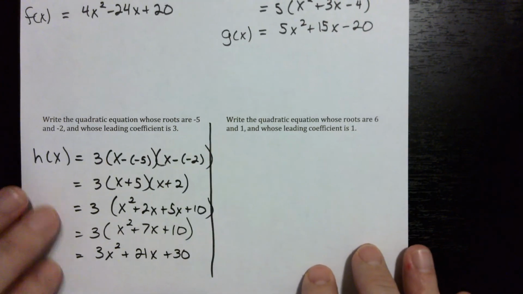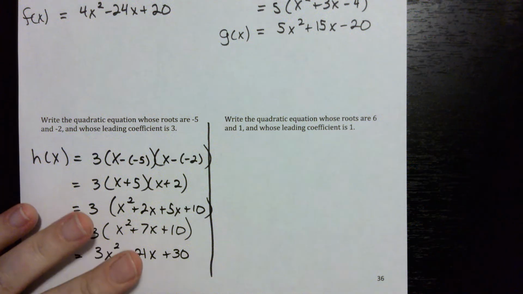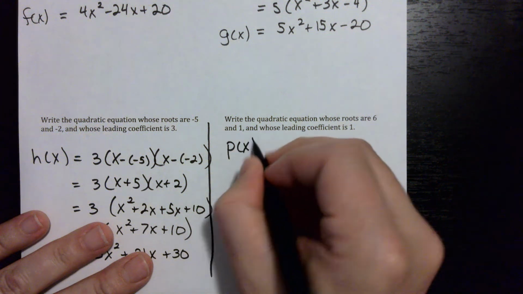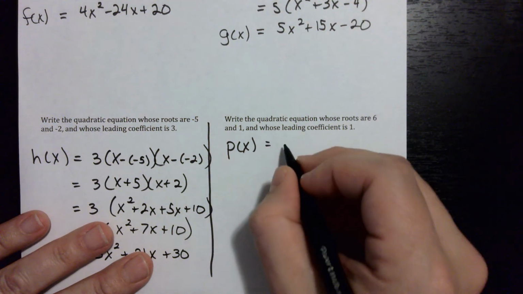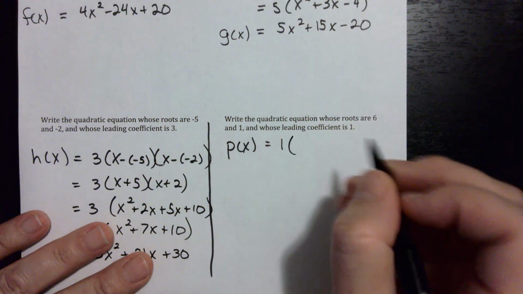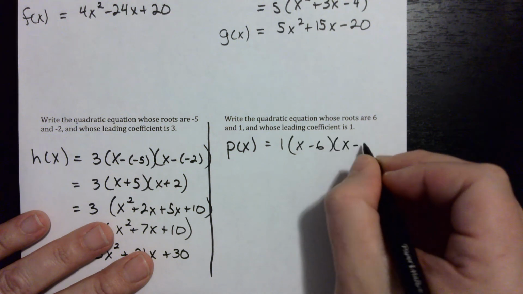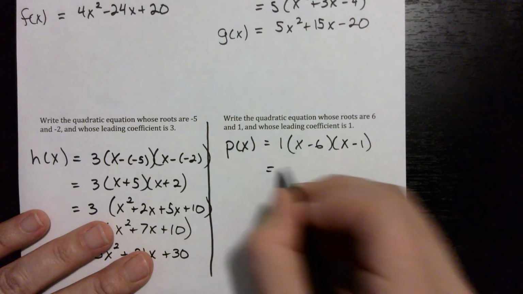Okay, last one. Write a quadratic equation whose roots are 6 and 1 and whose leading coefficient is 1. So I'll call this p of x, just any old function notation. And leading coefficient is 1, and roots are 6 and 1. So x minus 6, x minus 1. Obviously, the 1 out front isn't going to change anything, so I'll drop that and then multiply through.